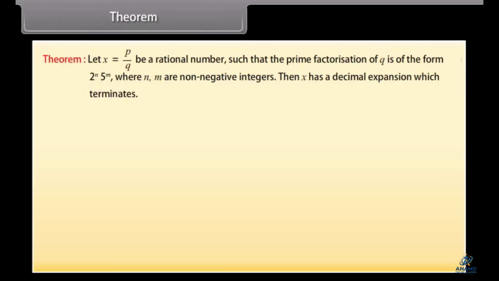Theorem. Let x equals p upon q be a rational number such that the prime factorization of q is of the form 2 raised to the power n, 5 raised to the power m, where n, m are non-negative integers. Then x has a decimal expansion which terminates.